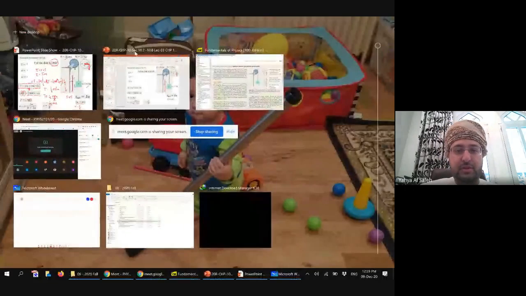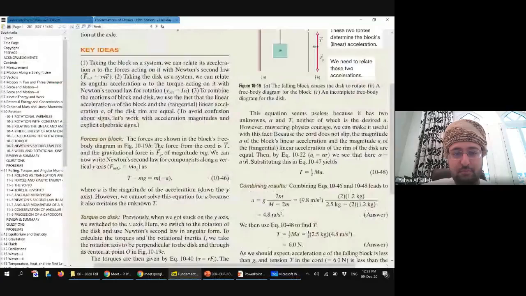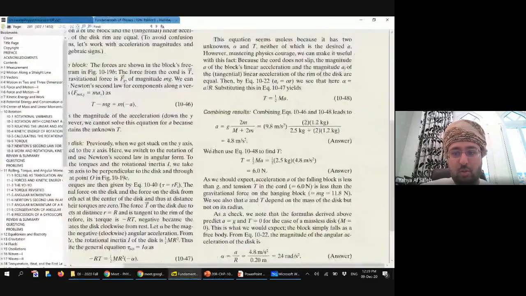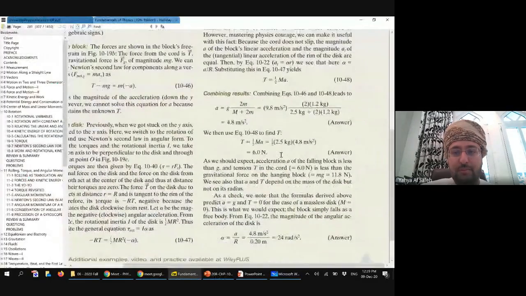Now, once I put these numbers in, what I will get is that the tension will be equal to 6 newtons.